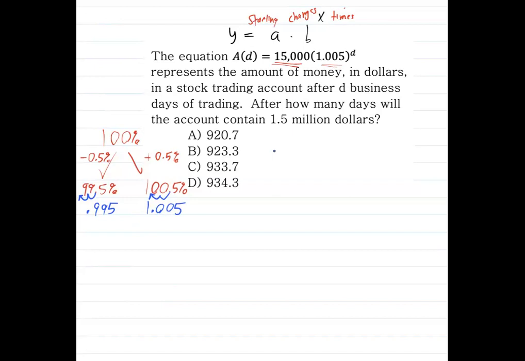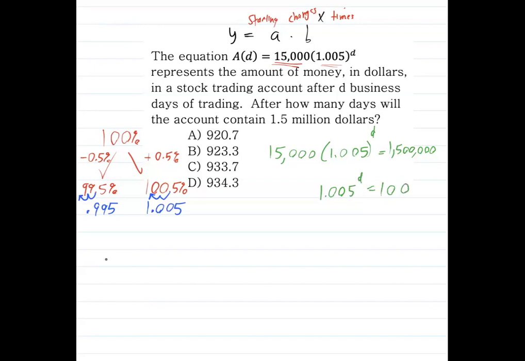So in our situation, this whole amount of money needs to equal 1.5 million. So we have the 15,000 times the 1.005 to the D, and that equals 1.5 million. And let's go ahead and just divide both sides by 15,000, and we'll get 1.005 to the D power equals 100.